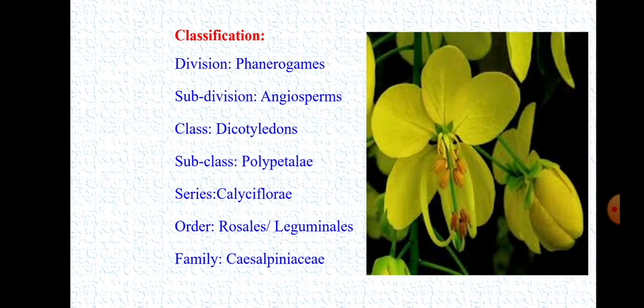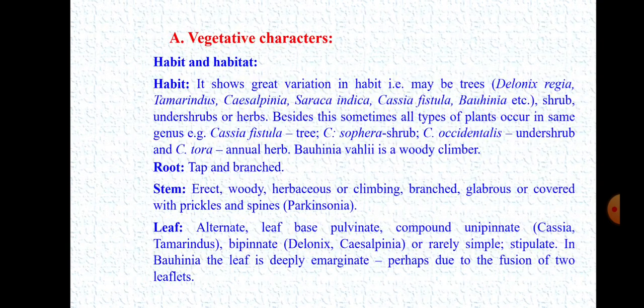Next, the different kinds of genera and species belonging to this family are classified under the division Phanerogams. Subdivision is Angiosperm. Class is Dicotyledon. Subclass is Polypetalae, where the petals are free. Then series is Calyciflorae. Order is Rosales or Leguminales, and the family is Caesalpiniaceae. At the right side there is the flower of the family Caesalpiniaceae.